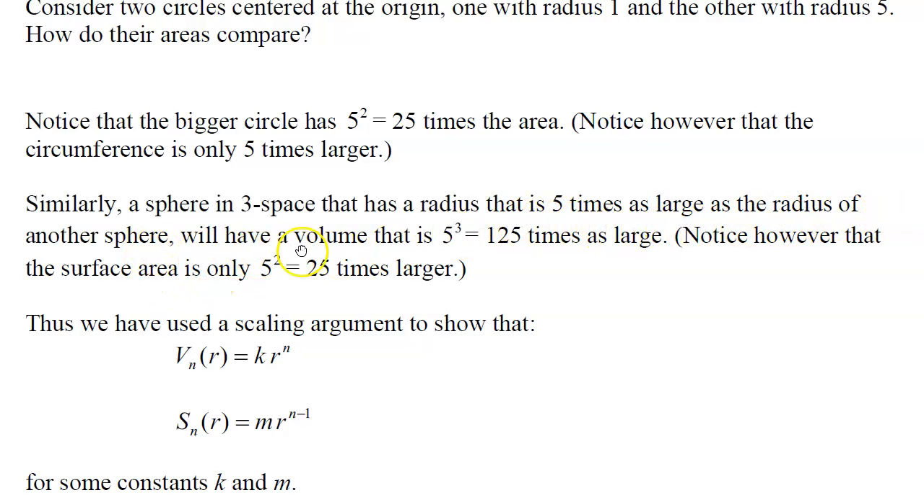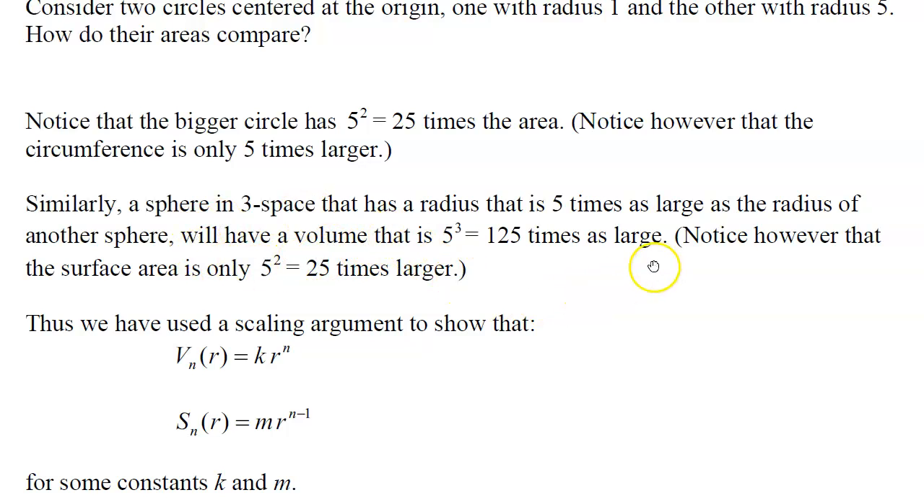Now similarly, a sphere in 3 space that has a radius 5 times as large as the radius of another sphere will have a volume that's 125 times as large. So in other words, if you make the radius 5 times as big, the volume goes up by 125 times as much. It goes up by a factor of a cube. And likewise, if you made the radius 10 times as large, the volume would be 1,000 times as big, 10 cubed. It goes up by a cubic factor. Now the surface area goes up by a square factor. So if you make the radius 5 times as large, the surface area will be 25 times as large when we're talking about a sphere in 3 space.